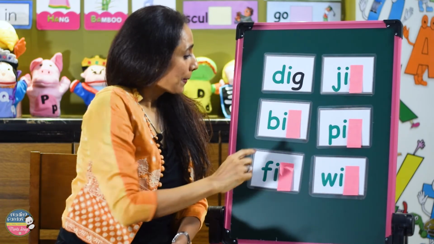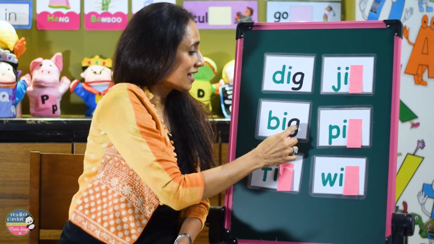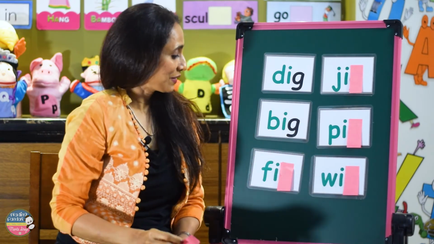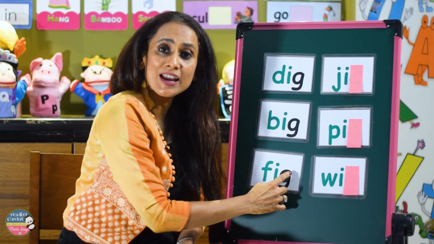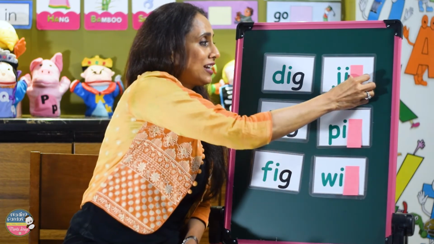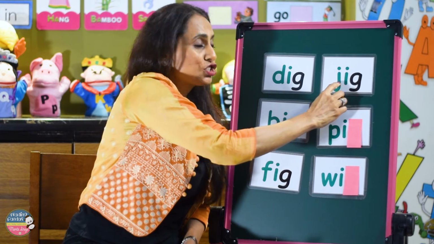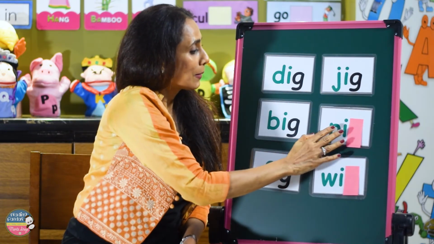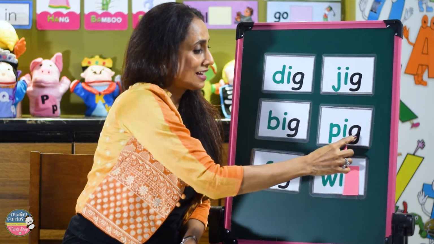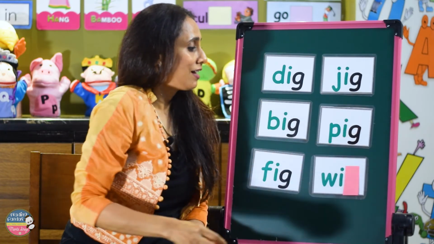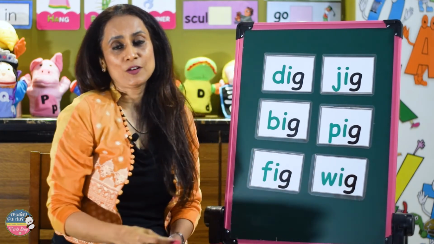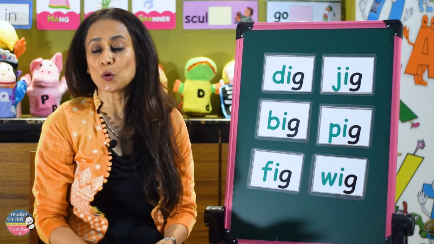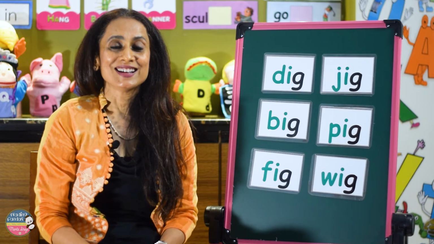Di, G, dig. Bi, G, big. Fi, G, fig. Ji, G, jig. Pi, G, pig. And Wi, G, wig. That was very good reading. I hope Betty and all of you are getting better. And now let's move on to the next segment of words.